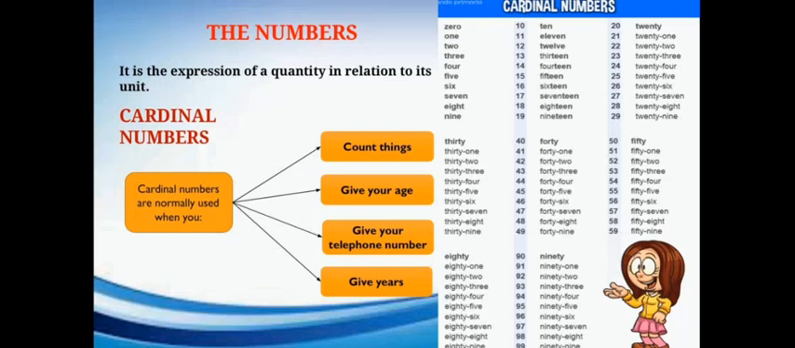To refer to numbers in units, we follow the following structure. Digit plus 100. For example, 100, 400. Digit plus 1,000, 5,000, 57,000. Digit plus million, 42 million.